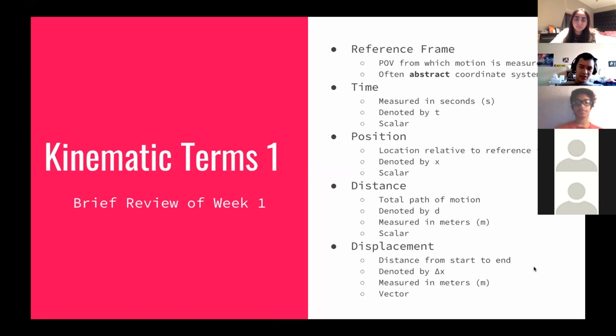Position is a scalar denoted by the letter X and is the location relative to the reference frame. Distance is the path of motion denoted by the letter D, measured in meters and is a scalar. Displacement is a vector denoted by delta X, measured in meters, and is the distance from start to finish.